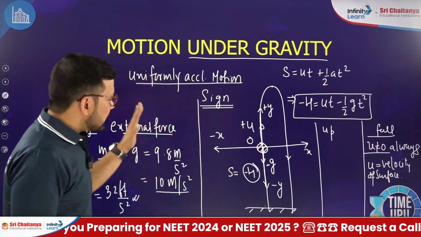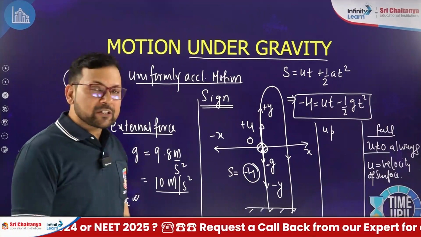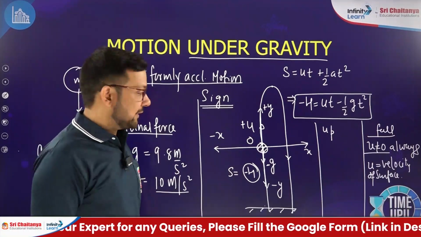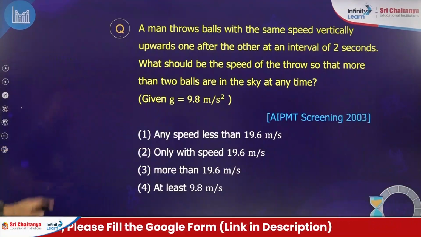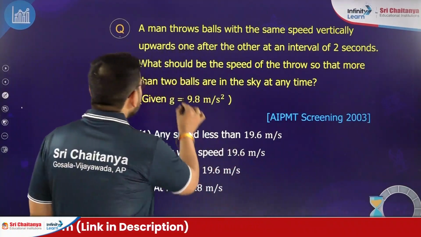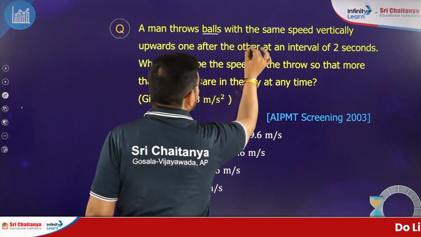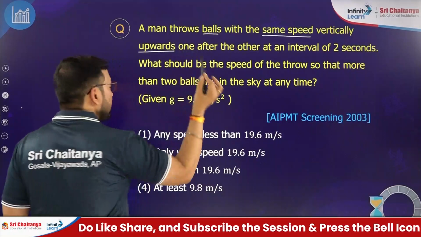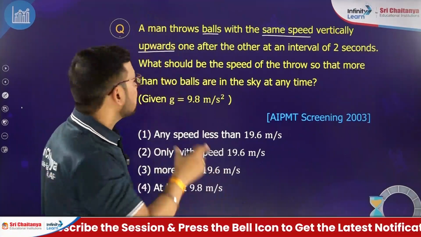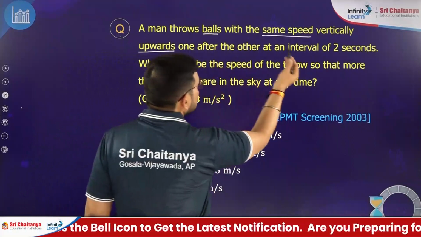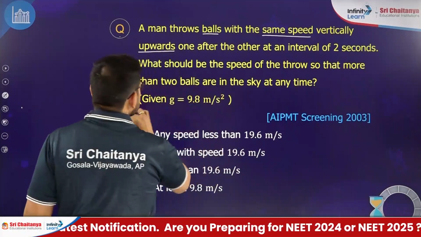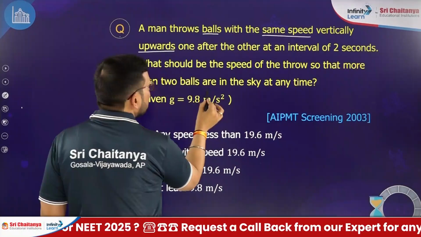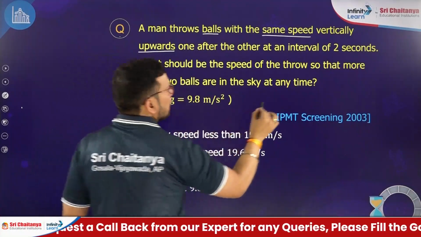Okay. Having said all this, all basics about this, now we will see few questions, some previous year questions. What kind of question NEET has asked, to just get a basic idea. Okay. Come to the questions. Question number 1. See this question. In this question, a man throws balls with the same speed, that is 1.2. Focus on vertically upward, as I told you, there is upward motion or fall motion, that is vertically upward motion. One after the other at an interval of 2 seconds. What should be the speed of the throw so that more than 2 balls are, see, this is the key of the question.